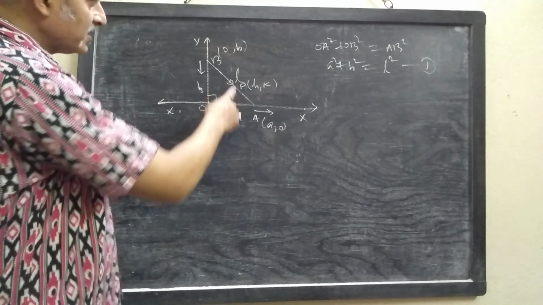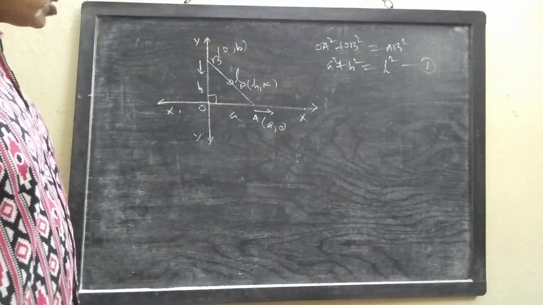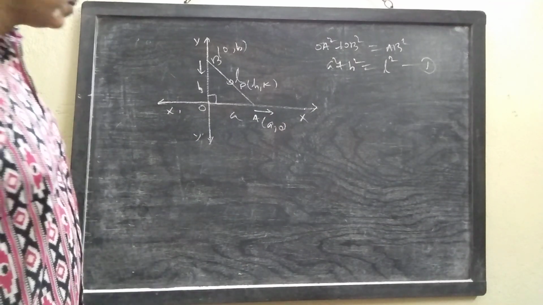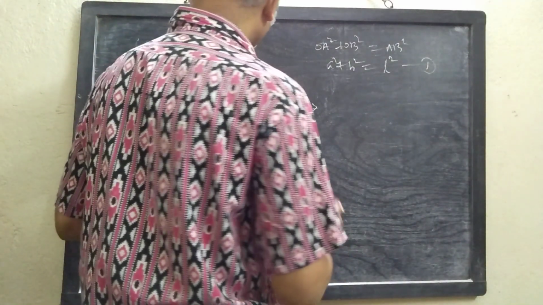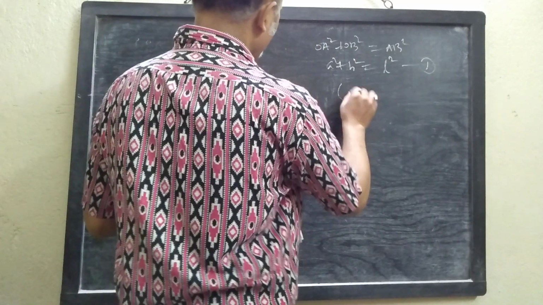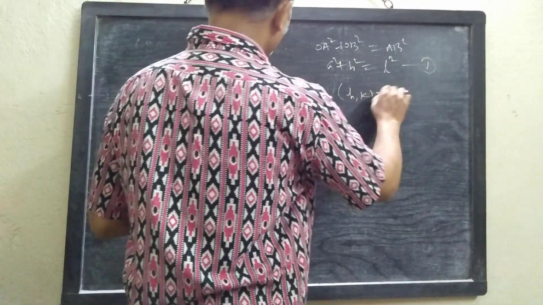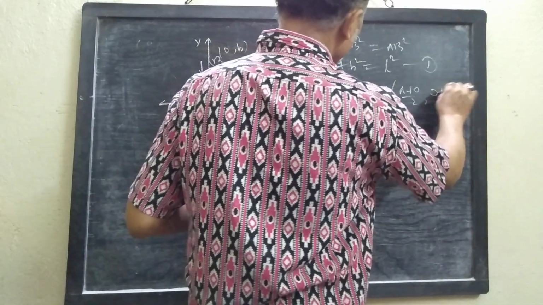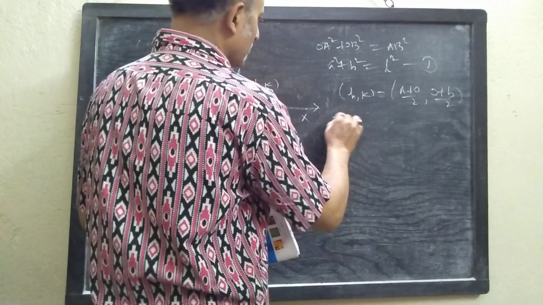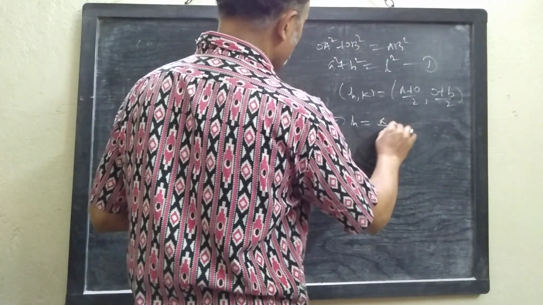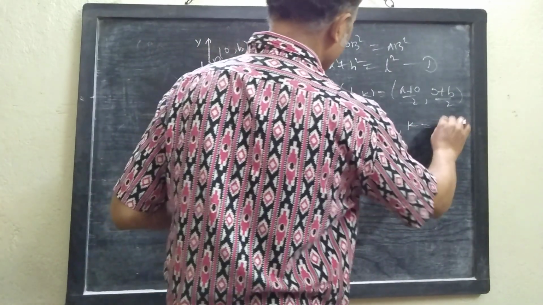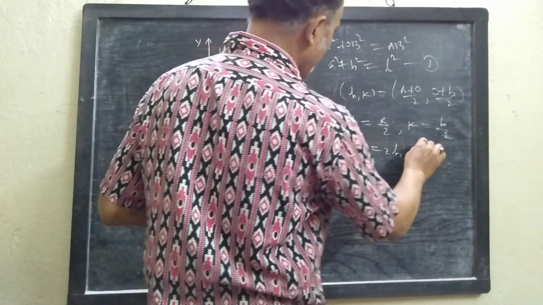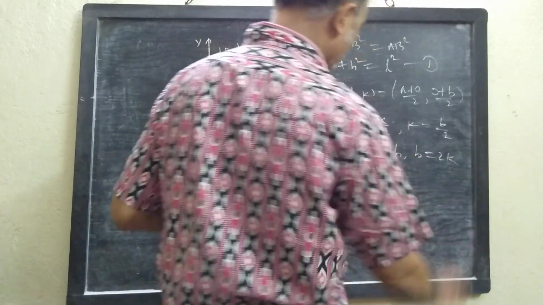Now as we have considered P(h, k) is midpoint of AB, so by section ratio formula that you have learned in class 9, correct? You have learned it in class 9. We can say (h, k) is equals to ((a plus 0) by 2, (0 plus b) by 2). That implies h is equals to a by 2 and k equals to b by 2. That implies a equals to 2h and b equals to 2k.